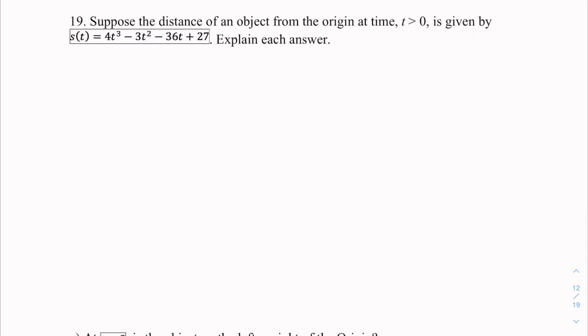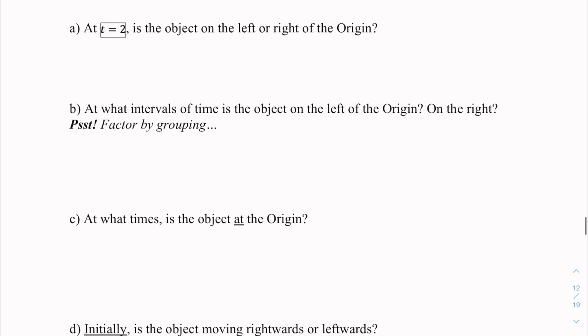Okay, number 19, they give me this position function and they say, suppose the distance of an object from the origin at any time t, where obviously t has to be greater than 0, is given by s of t as defined here. So first problem says, at time 2, is the object on the left or the right of the origin? They're not asking me anything about the way the object is moving, they're just saying, at time 2, where is it? When they're asking me about location or the position, then I'll simply use the position function.